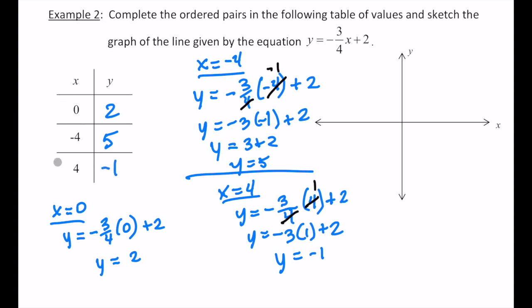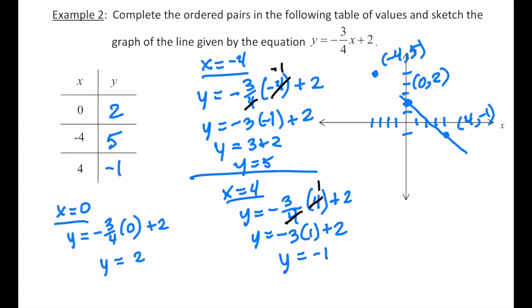Again, we have three ordered pairs. We'll plot those points and sketch the line that passes through them. So here's the line passing through those three ordered pairs. Feel free to use graph paper and a ruler when you're sketching the graphs of these lines if it makes it easier.